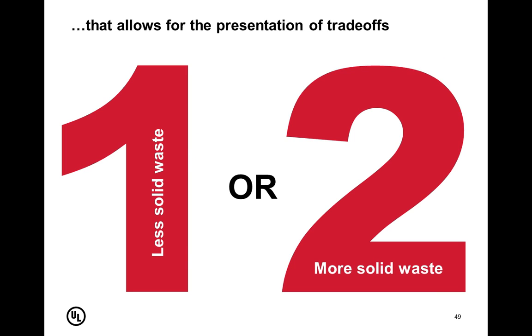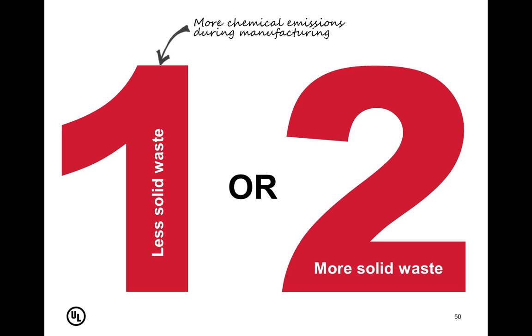So you might have 2 options. Option 1 may provide you with less solid waste when you're modeling a product scenario. Option 2 may provide you with more solid waste. You look at this and you think, okay, well, if waste is important to my organization, I'm obviously going to go with option 1. However, you also might learn through this process that option 1 produces more chemical emissions during the manufacturing process than option 2. So depending on what your strategy is and depending on how you communicate sustainability to the marketplace, you can then make a decision on which environmental impact is the most important to you.